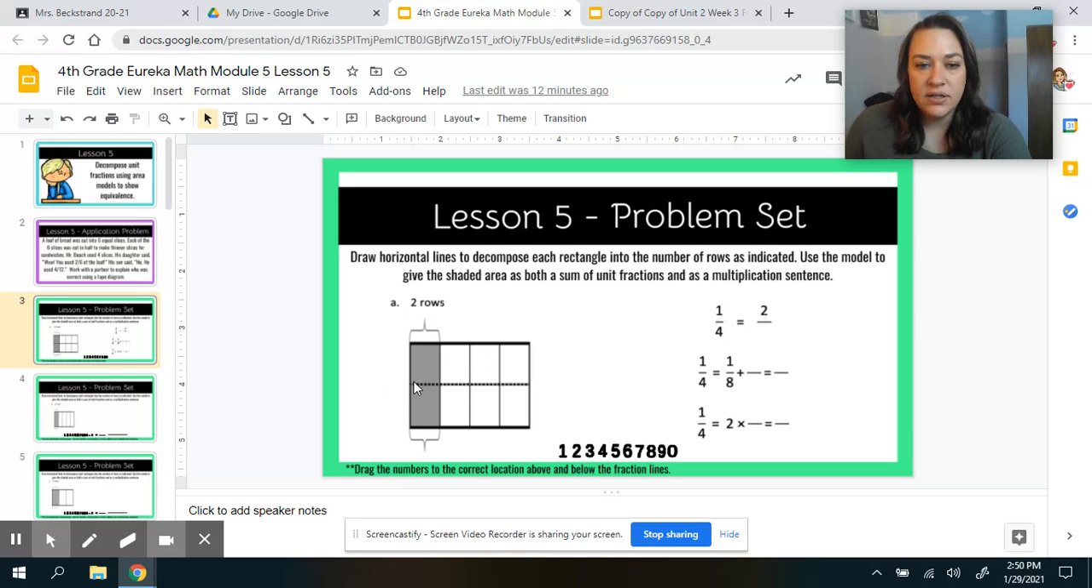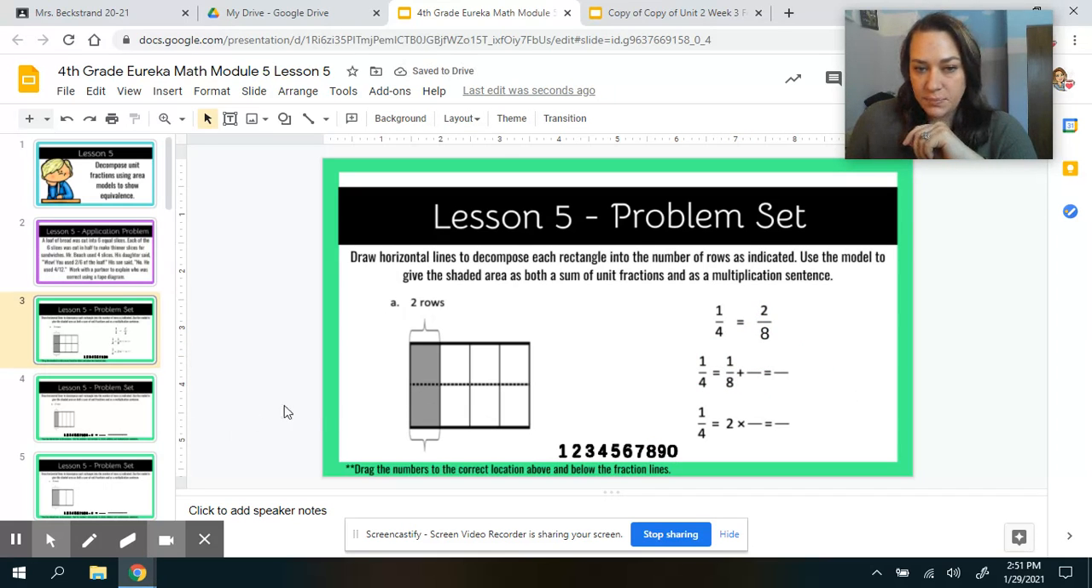And then as soon as they took that line and they took it across, they decomposed the whole even more. But we still have the same amount shaded. So now, when you look at this, now we have 2 shaded. And how many units was that broken into? So we have 2, and there's 2, 4, 6, 8. So we can say that 1/4 is equal to 2/8.